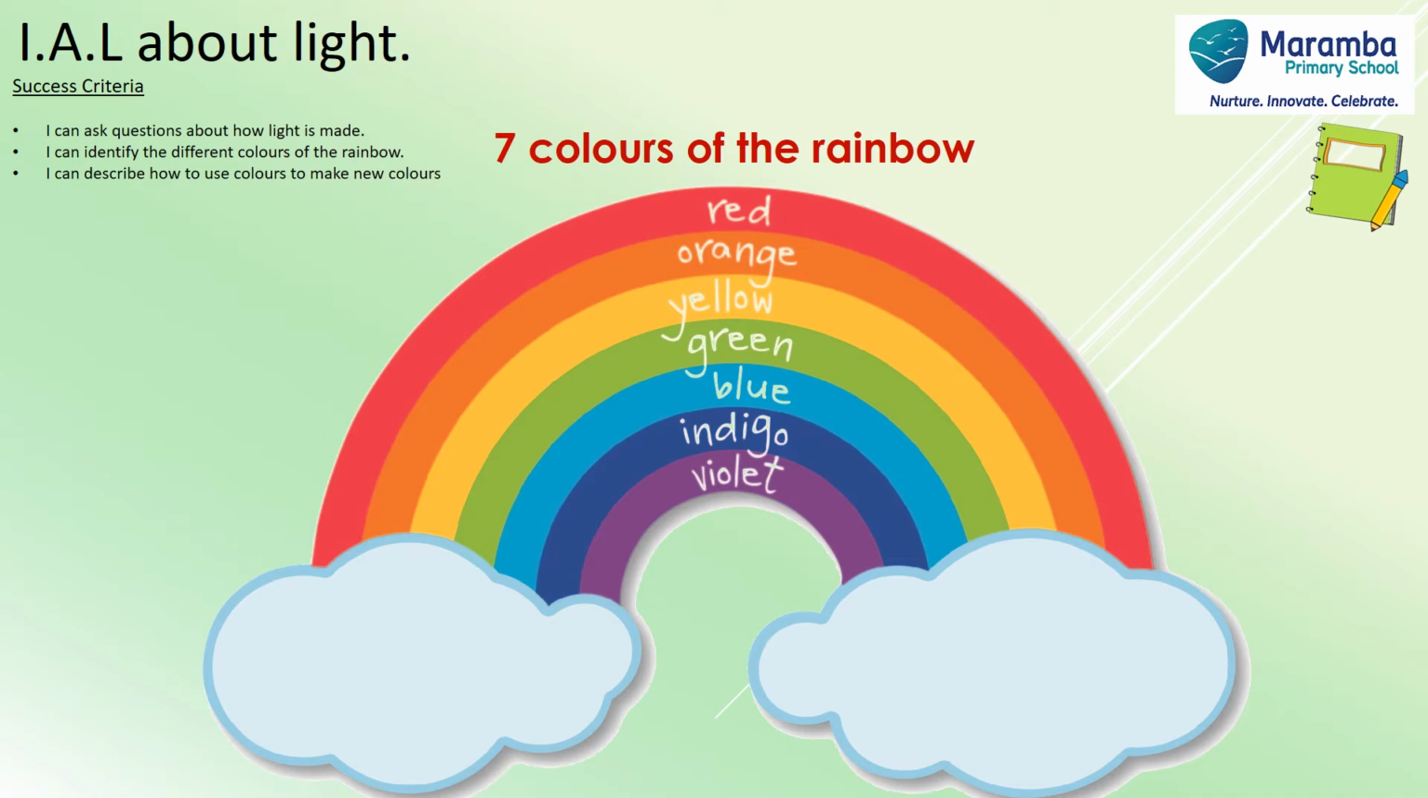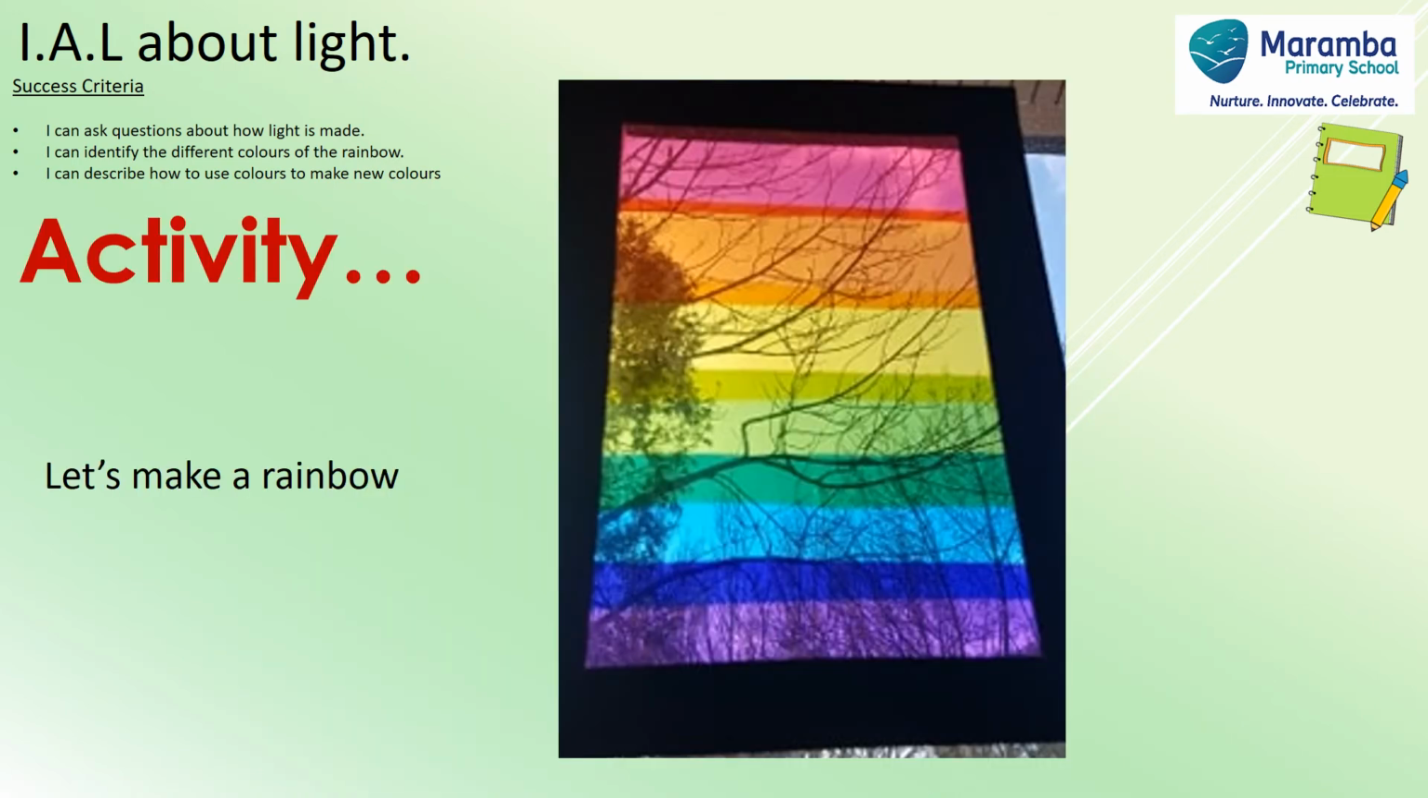So how was that? Did you make a rainbow with your glass of water? There are 7 colours in the rainbow: red, orange, yellow, green, blue, indigo, and violet. Now today we are also going to make a rainbow for ourselves. And it's going to look like this.